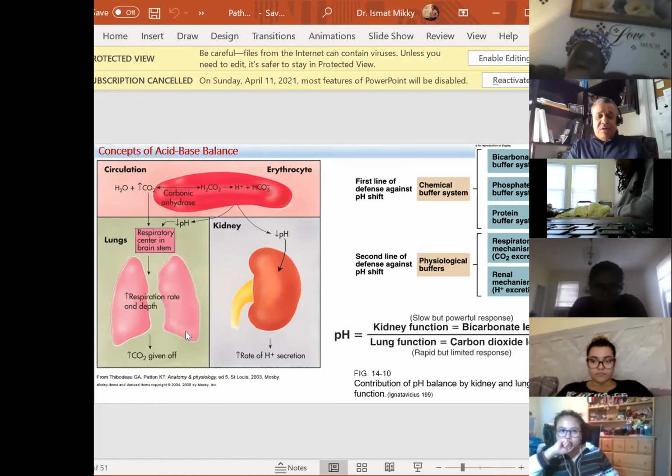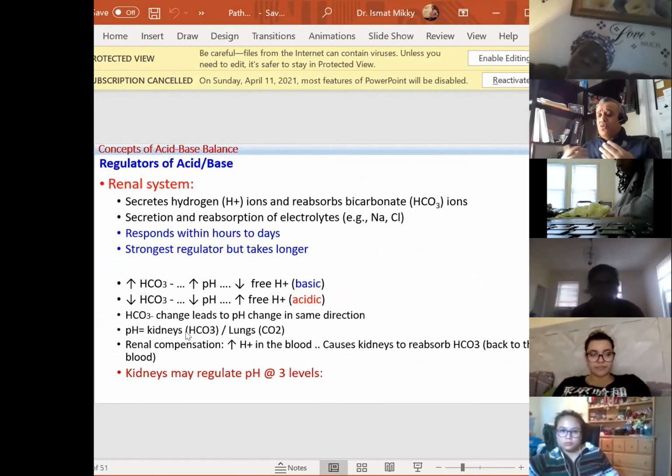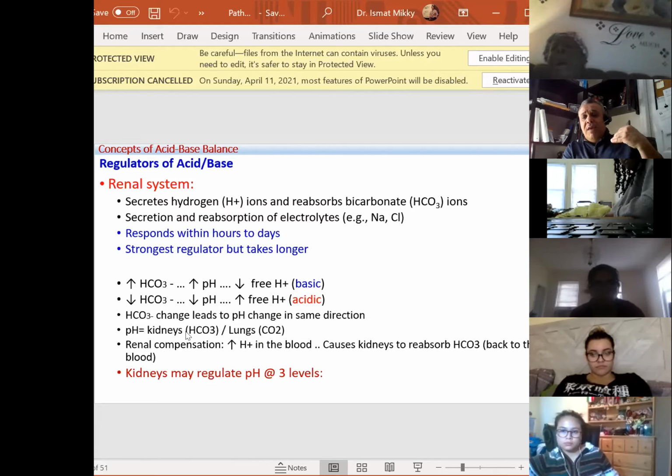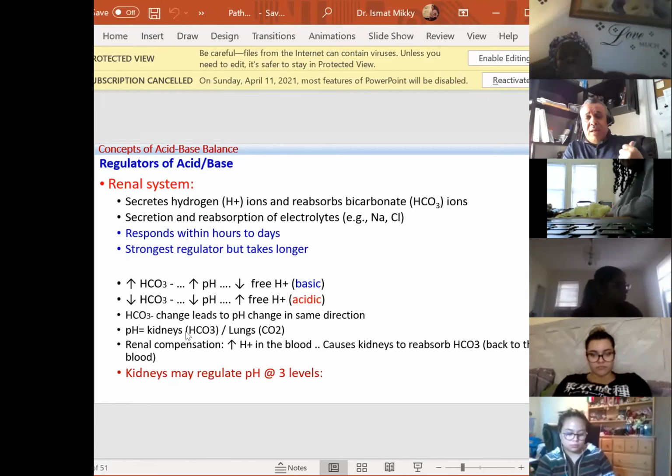Okay, so we got that point about the buffers and lungs, and then we have one more system, which is the kidneys. The kidneys have too many mechanisms, I would say. I just want to focus on one or two mechanisms of how the kidneys regulate the acid-base and the ABGs. The kidneys can excrete in the urine, or reabsorb and retain back into the bloodstream, both the H pluses and the HCO3, the bicarb.